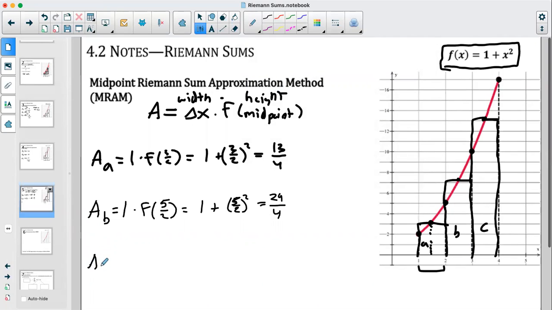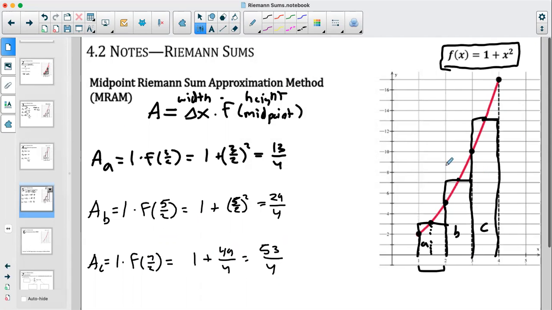And then the area of rectangle C is its width times the function value at the midpoint. 3 to 4, halfway between that is 3.5, or 7 over 2, which is, again, I'm going to stop writing the 1. I'm just going to do f of 7/2, which is 1 plus 49 over 4 this time. That's 53 over 4.